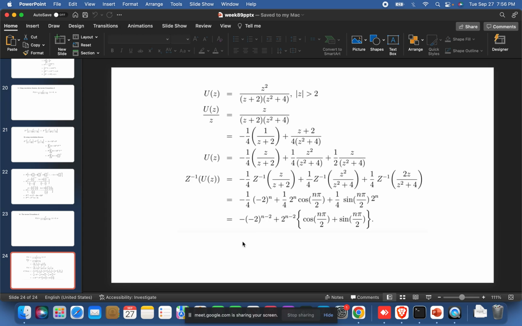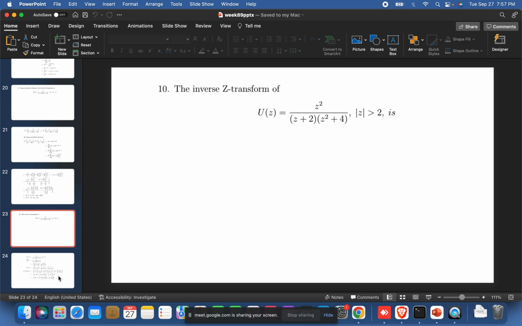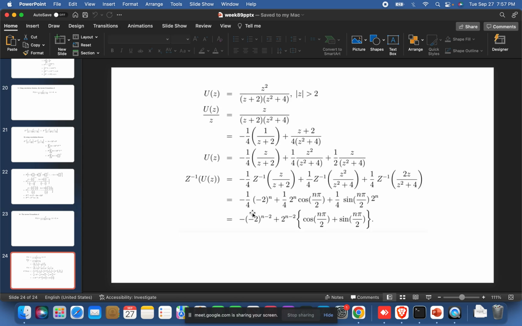Okay, so here we see first how to use the property of separating into partial fractions when you need to calculate the inverse Z transform, and then how you can guess the inverse Z transform of typical functions like z square upon z square plus 4 and 2z upon z square plus 4 by just recalling the Z transform of the a power n sine n theta function.